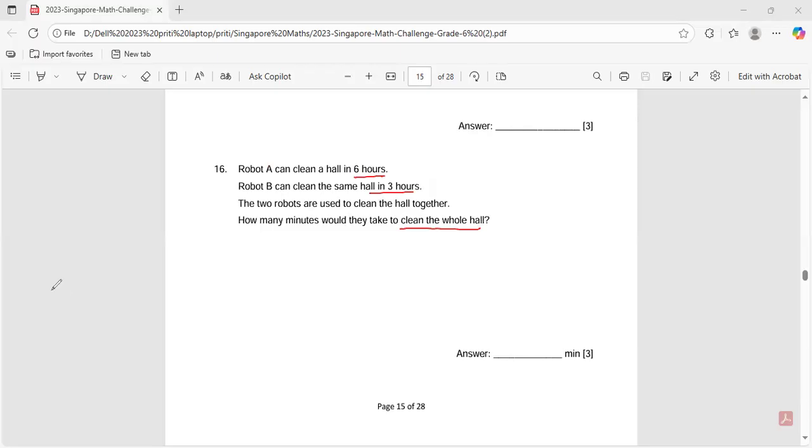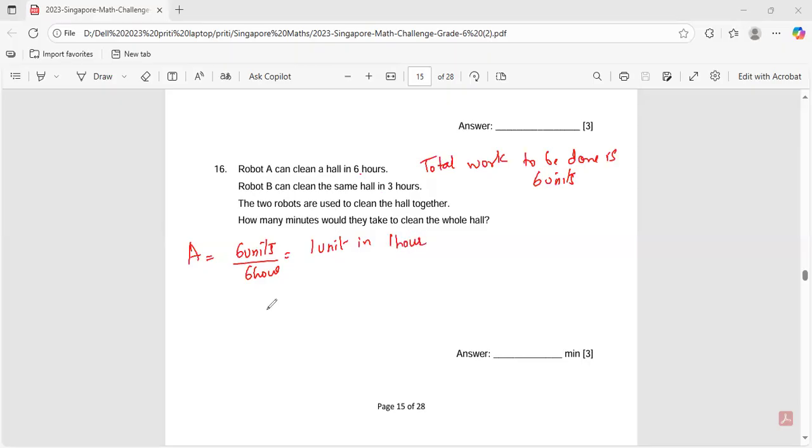Now, this is a very specific question and there's a very specific technique to do it. What you can do is you just assume the total work to be done. You can take any multiple of 6 and 3. So you can assume that the total work to be done is, say, 6 units. Okay, so how much time does robot A take? If it is 6 units work to be done and he takes 6 hours, the speed is 1 unit in 1 hour. Then for robot B, because the work remains the same, 6 units he does in 3 hours.